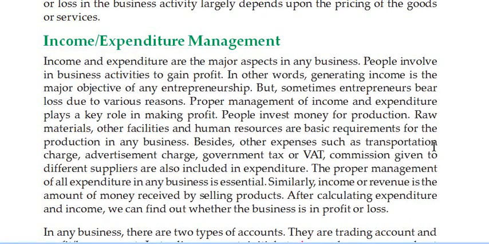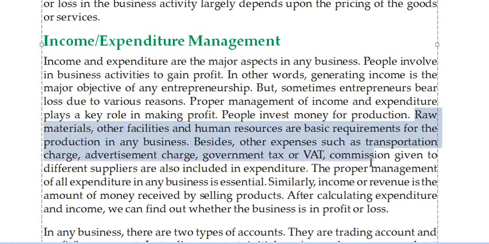Besides, other expenses such as transportation charge, advertisement charge, government tax or VAT, and commission given to the different suppliers are also included in the expenditure. From here to here, you can see the expenditure whenever you start a business. So this is the expenditure, the areas in which you have to invest. So this is the major thing.